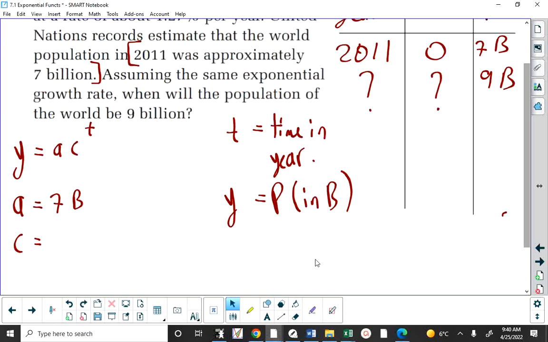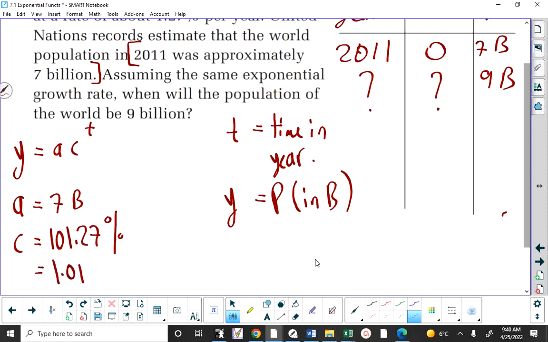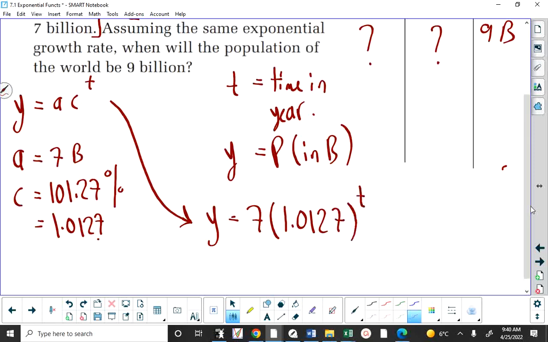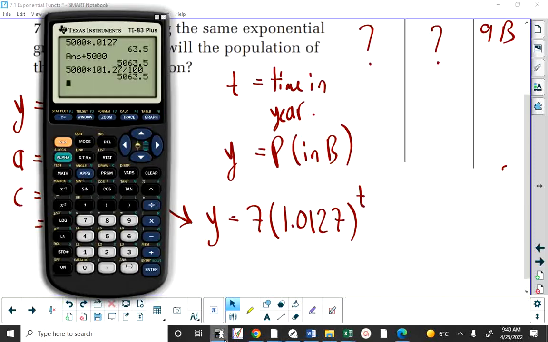So what that means is that c is 101.27%, which is 1.0127. And now we have a formula. The formula is going to become y equals 7 times 1.0127 raised to the t. Now, you don't know how to find t algebraically yet. You have to know about something called logarithms in order to do it. So the only way that we can solve this is graphically.